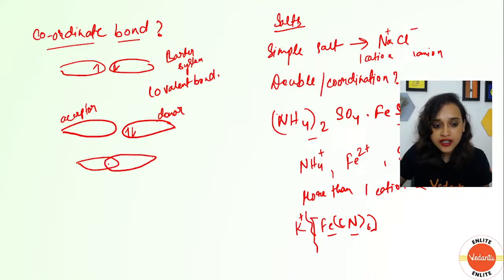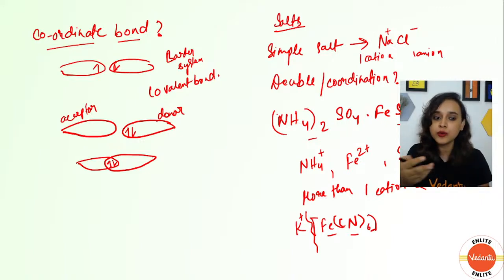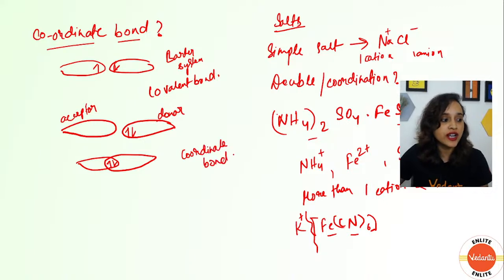What happens? You will never get to know who is sharing what. The donor and the acceptor form a bond. And this, my dear student, is called a coordinate bond.